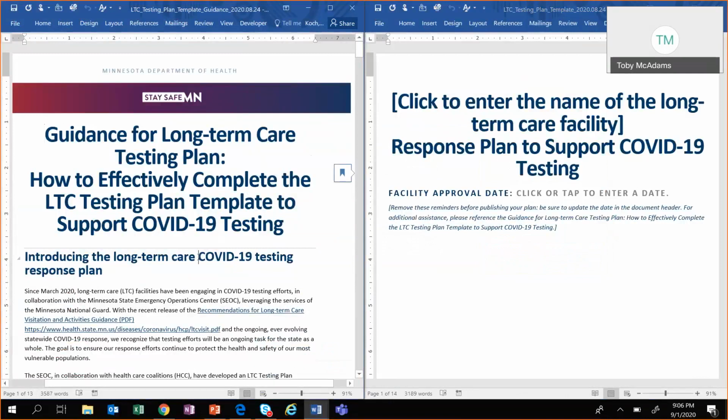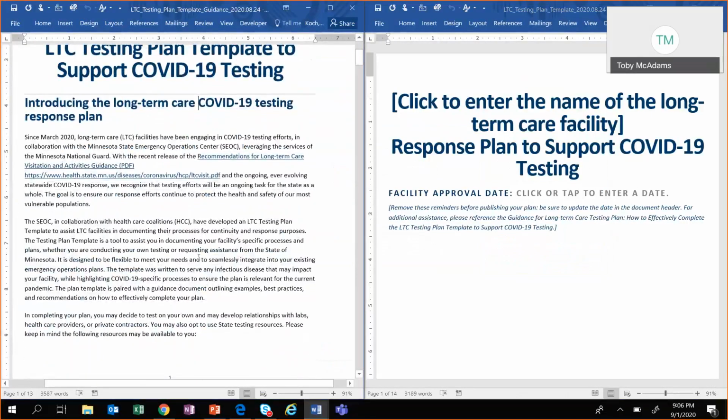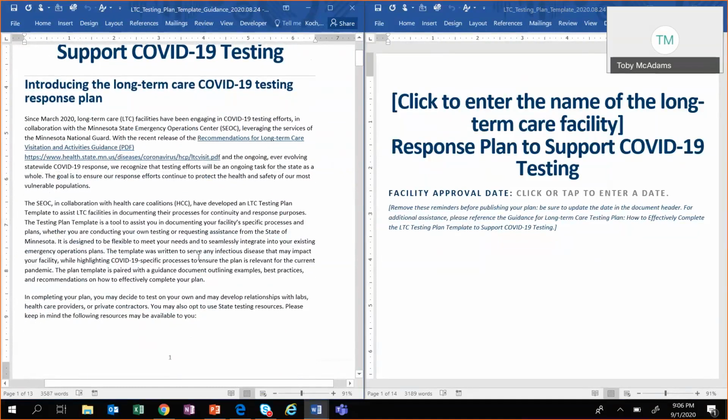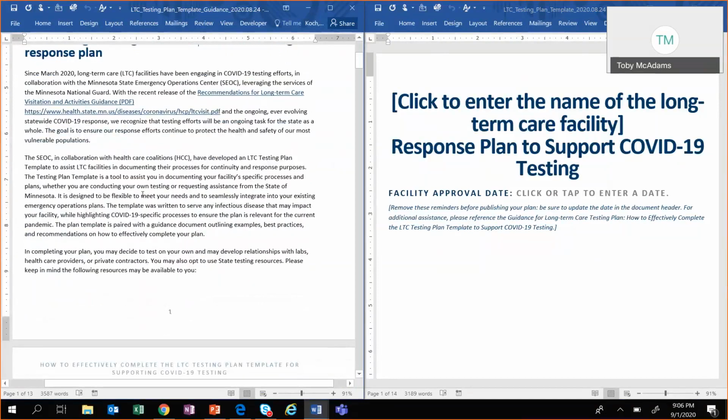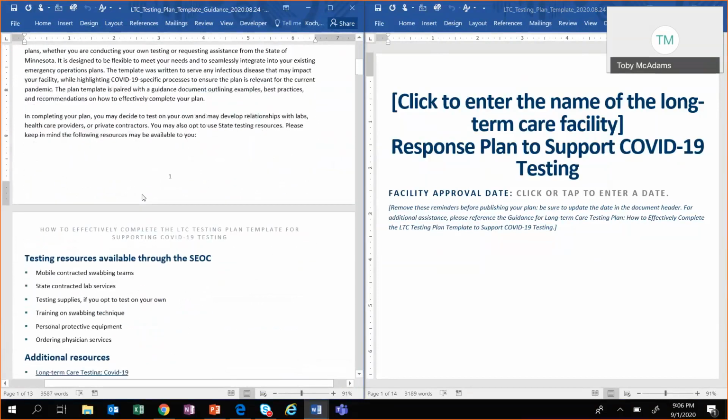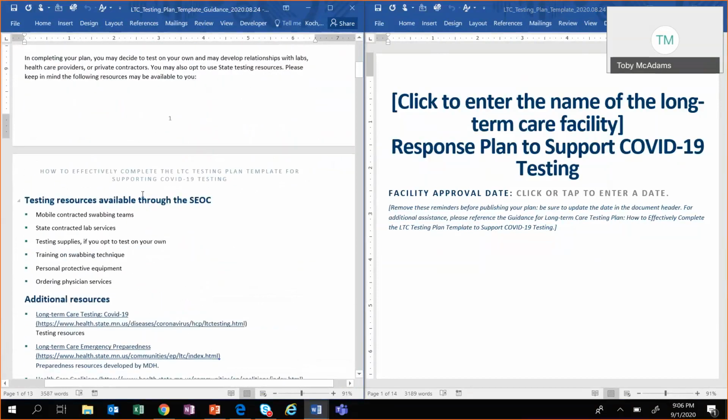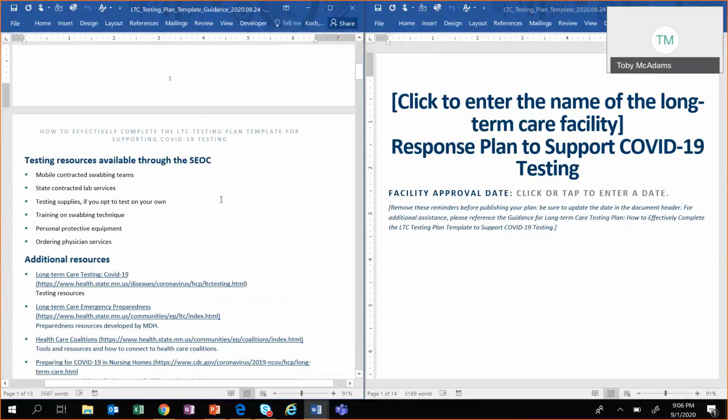So the guidance currently, the first kind of introduction, if you will, is very specific to the COVID response, on how and why it's relevant to have a testing plan in place as we are working and responding through our COVID pandemic here. It really just sets the stage on how this came about and who was involved, et cetera. But more importantly, it sets the message, the tone around you are not alone. We are all in this together. This is a statewide response.